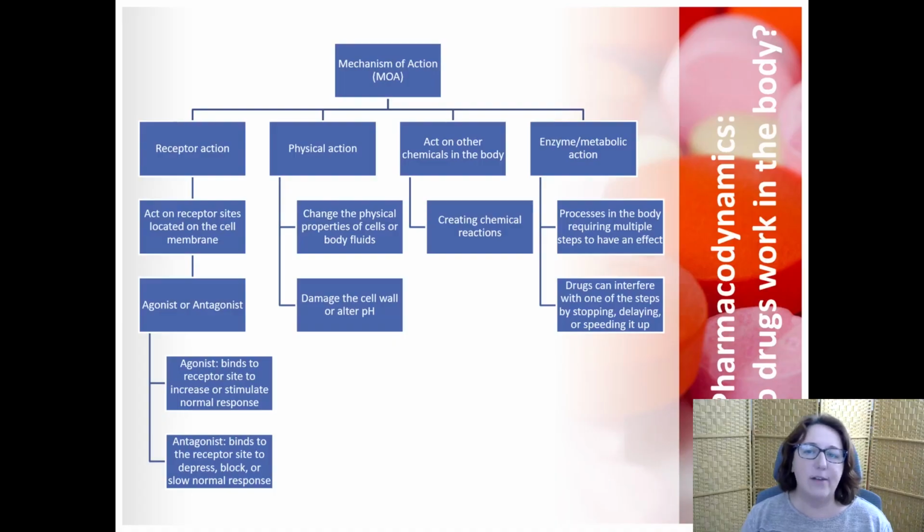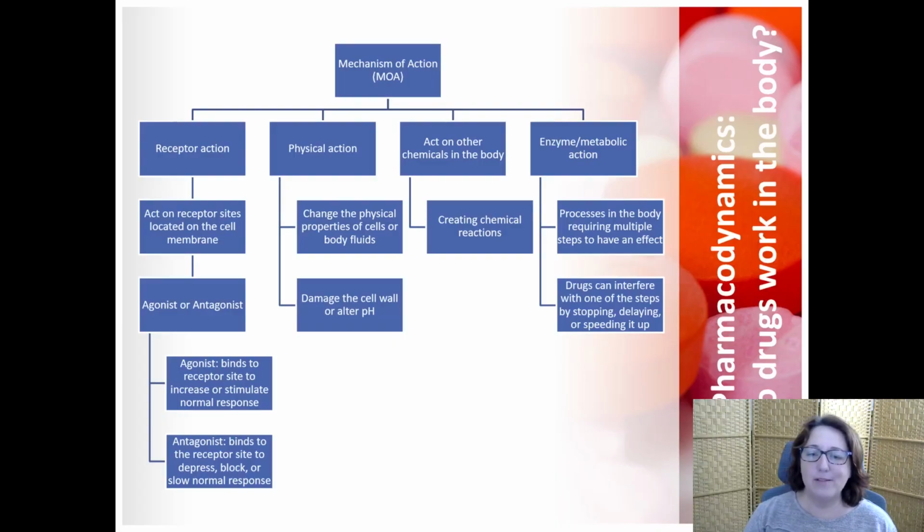A drug that acts on the receptor site to enhance the naturally occurring effect is called an agonist. A drug that binds to a receptor site blocking the normal stimulation, so there's a decrease or no effect of the drug, is called an antagonist. There can also be a physical action. The drug can change the physical properties of cells and body fluids by changing the pH or damaging the cell wall. It can act on other chemicals in the body.